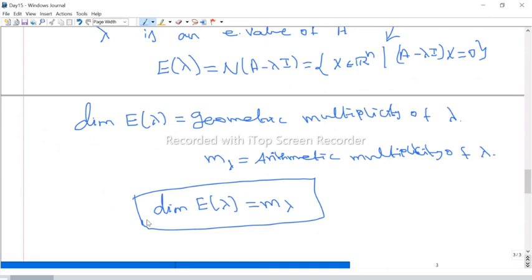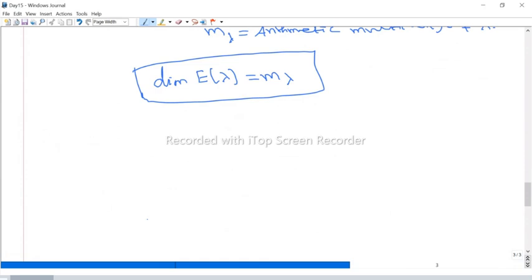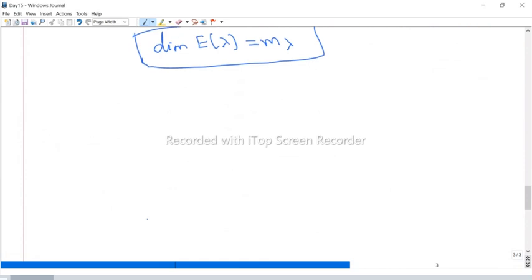Now, we define what is a normal matrix. A complex matrix is said to be normal if it satisfies A into A star equal to A star into A, but that is not equal to identity. It satisfies the commutative property, but that is not equal to identity. In that case, we say it's a normal matrix.